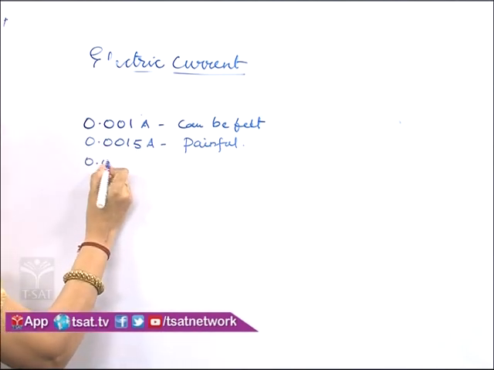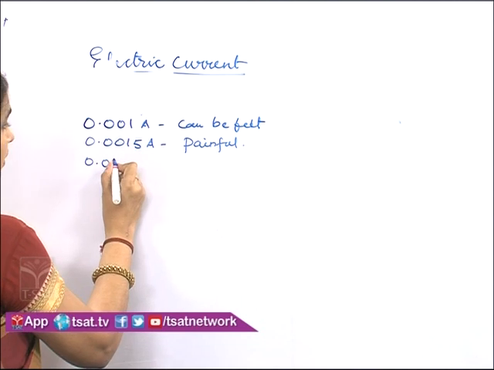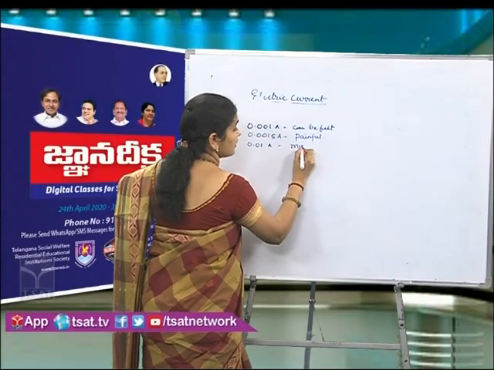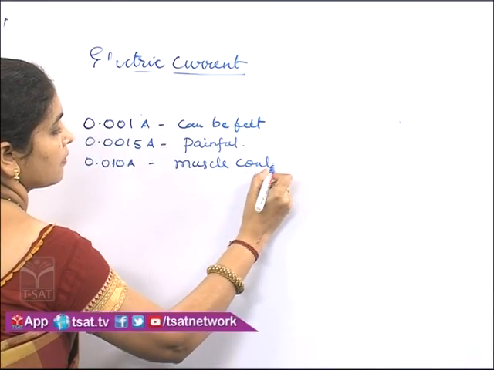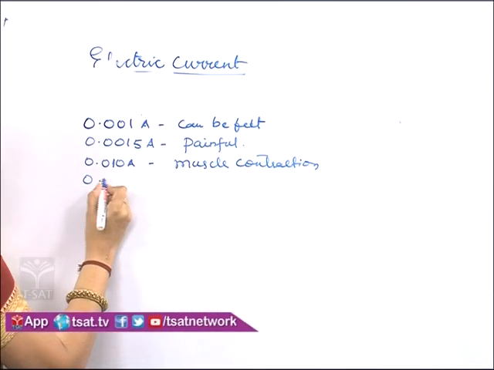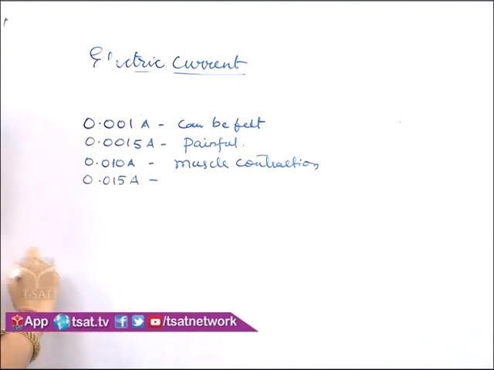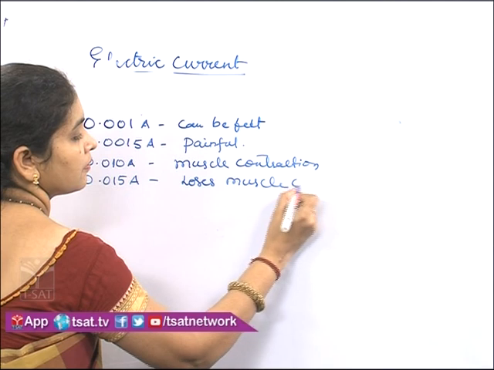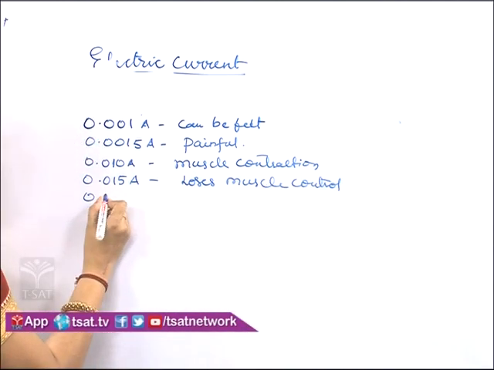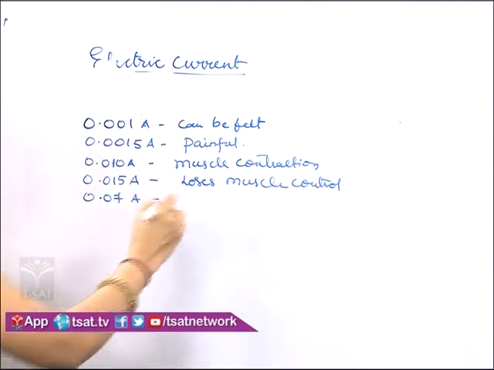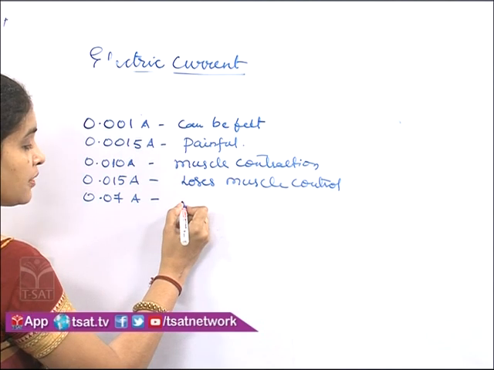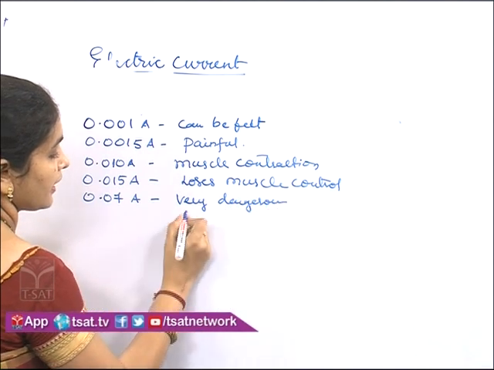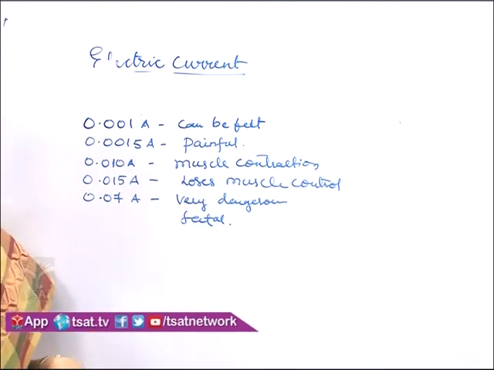And when 0.01 ampere current passes through a body, it causes muscle contraction. And when 0.015 amperes current passes through the body, our body loses muscle control. And when 0.07 amperes of current passes through a body for more than 3 seconds, the person may lose his life. So it is very dangerous. It can be fatal. The person may lose his life.